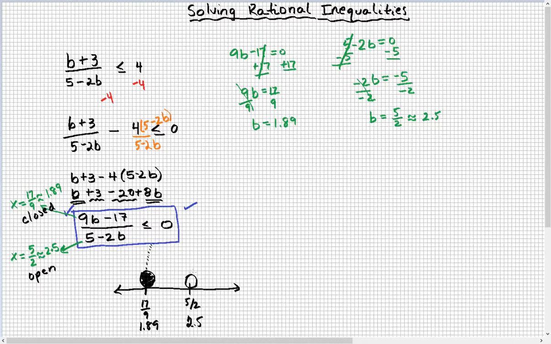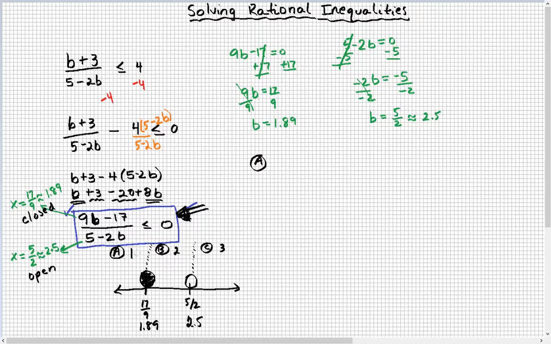All right, so now we need to pick points so we can find out which regions the test is going to be true. Sorry, this is A, this is B, and this is C. What's a number less than 1.89? 1. What's a number between 1.89 and 2.5? 2. What's a number bigger than 2.5? 3. So these are the numbers that we're going to test. Where are we going to test them? Here, in this inequality. So wherever you see the b, that's where we're going to plug in the number that we're testing.